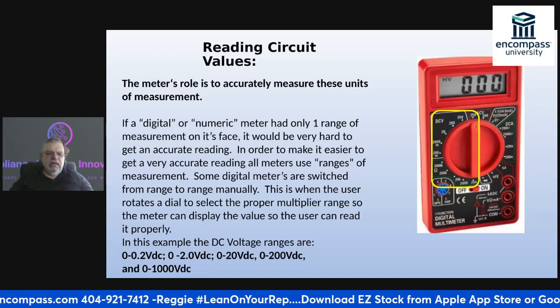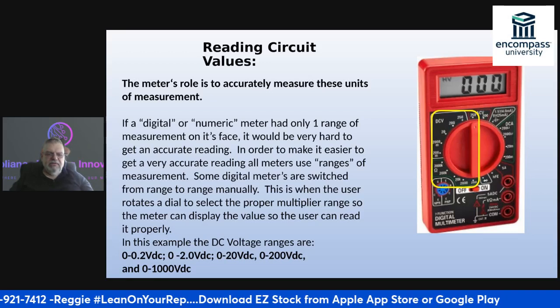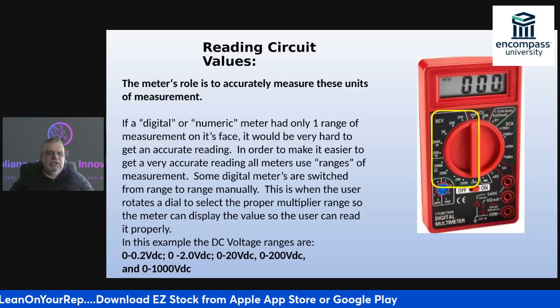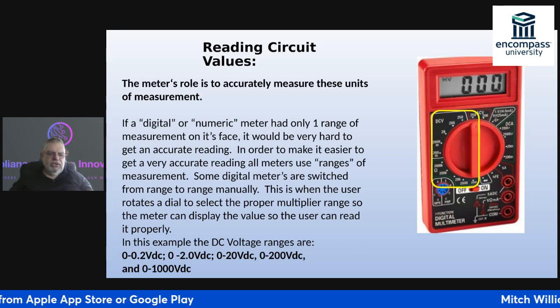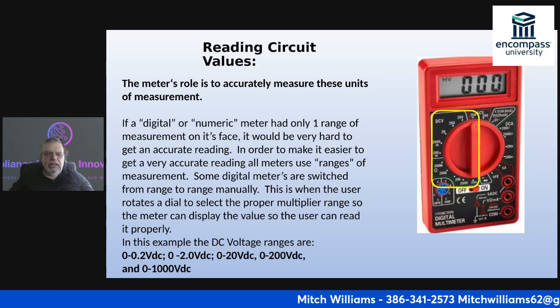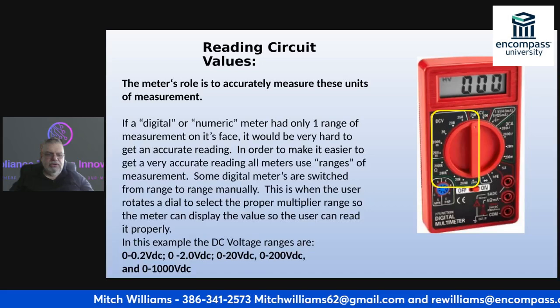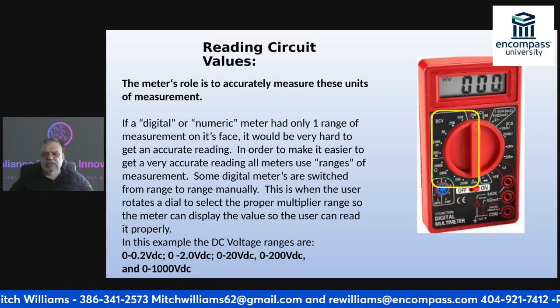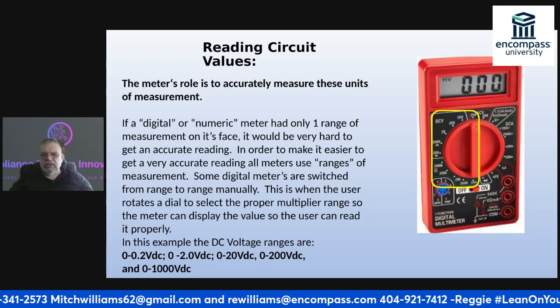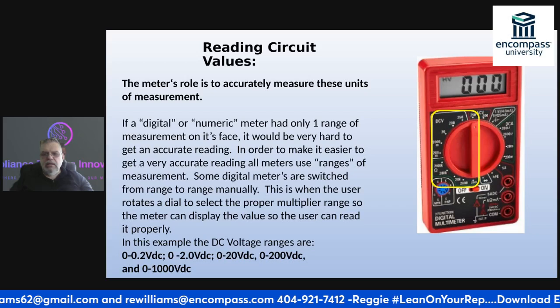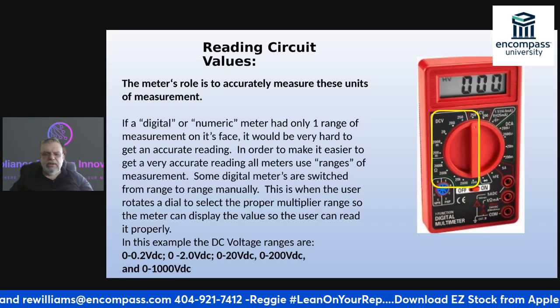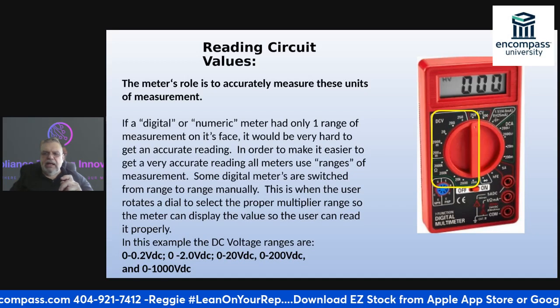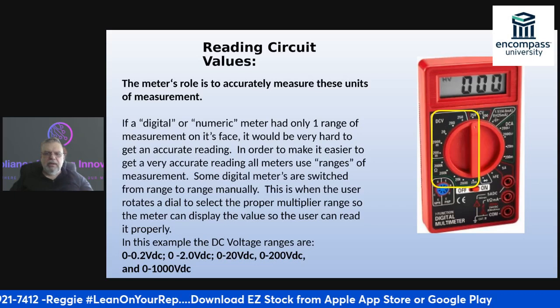Okay. In this example, the DC voltage ranges are 0 to 0.2 DC volts, 0 to 2 DC volts, 0 to 20 DC volts, 0 to 200 DC volts and 0 to 1,000 DC volts. If you look at this 1 DC volts, it shows exactly right there where it is. So I'm going to have to select that with every one of my meters.